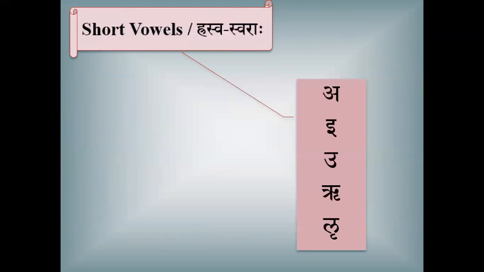We say short because A has got its corresponding long form Ā. The long vowels are there for these short vowels, only for the letter L it is not there. For the letter L, there is no long form. So, how many short vowels? 5. A, I, U, R, L. And how many vowels in total? 13. Therefore, 13 minus 5, 9. 9 will be the long vowels. Okay, the long vowels part we will see later.